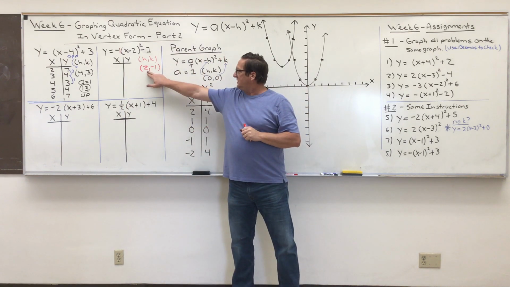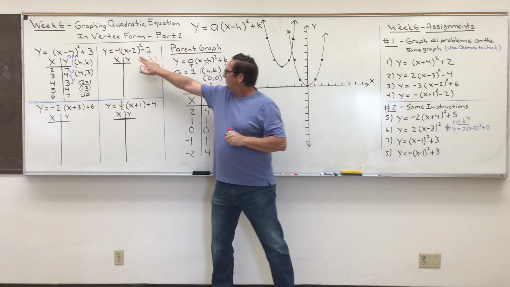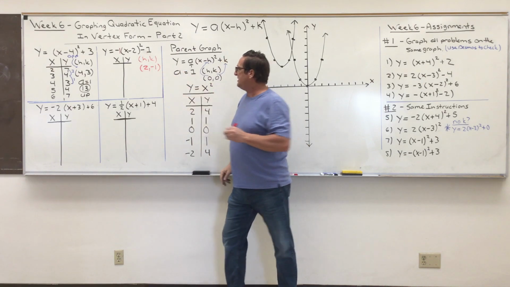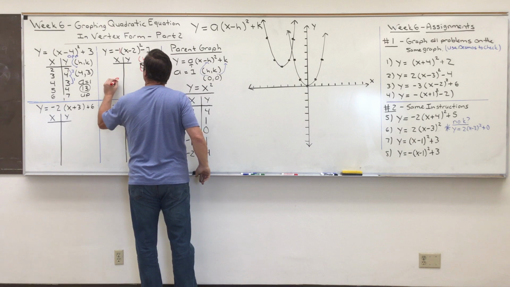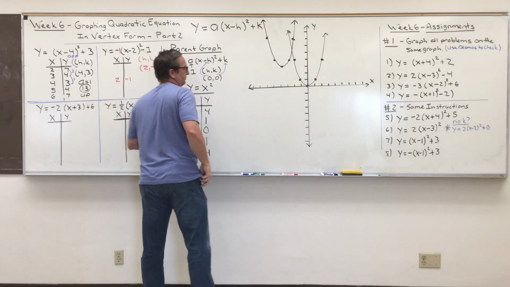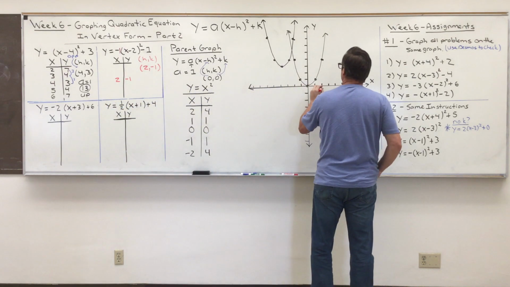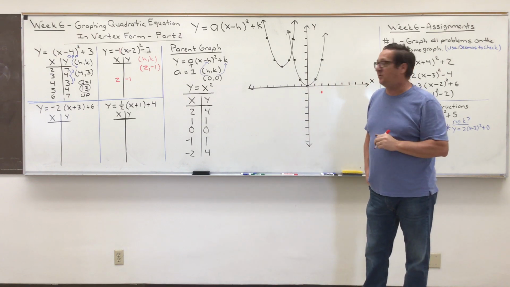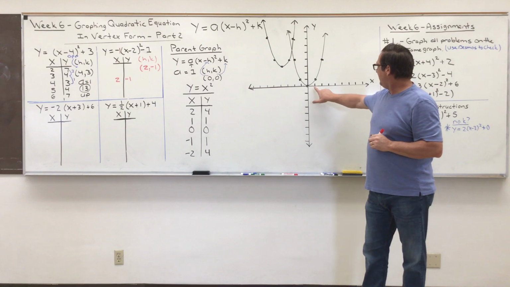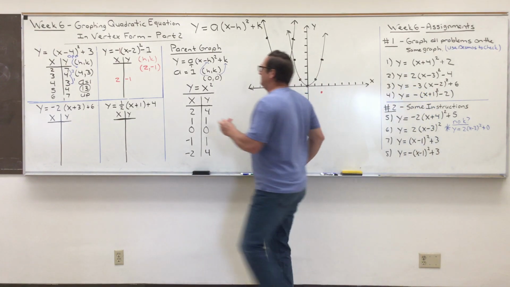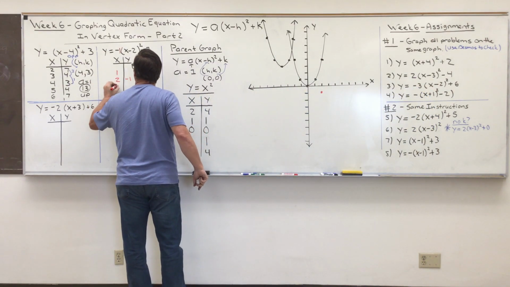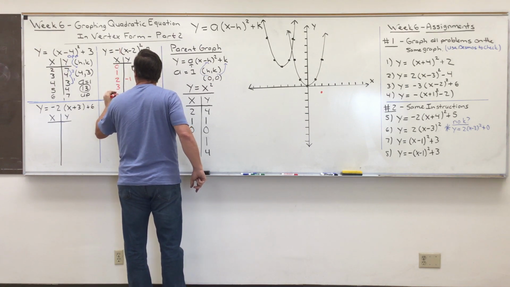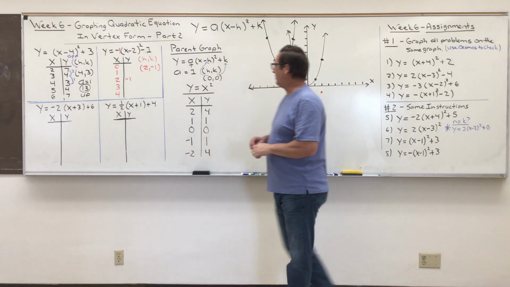So my vertex is (2, -1). We go opposite. That is the same, so it's (2, -1). I'll just put the point down. And then we have (1, 3) and we have (0, 4).